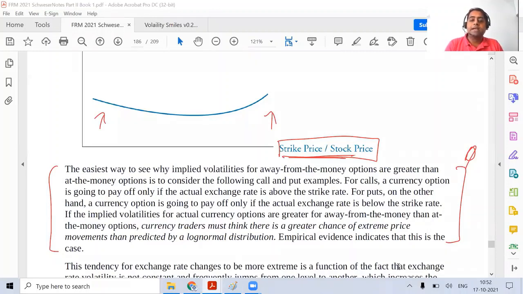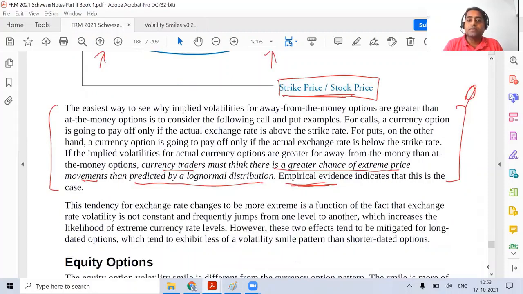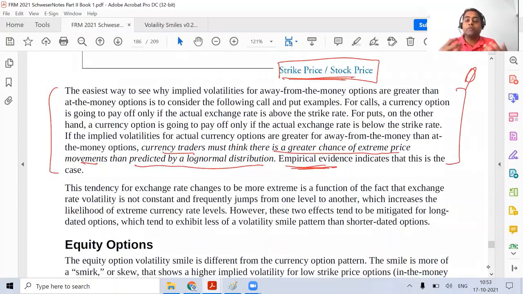I'm assuming that everybody else is reading this section. The currency trader thinks that there is a greater chance of extreme price movements and hence the implied distribution is higher. And empirical evidence means historically we have seen the same thing happening. What is the reason for this behavior? Why do you see implied volatility being higher on the extreme? They have explained it over here. We have also covered the reasons for the smile. It is the same thing. The FX volatility is not constant and there can be a sudden jump, because of which the market anticipates higher probability of extreme prices and hence higher implied volatility.